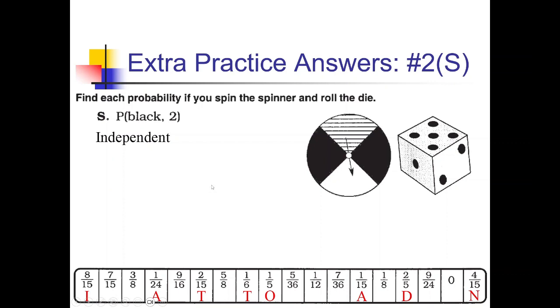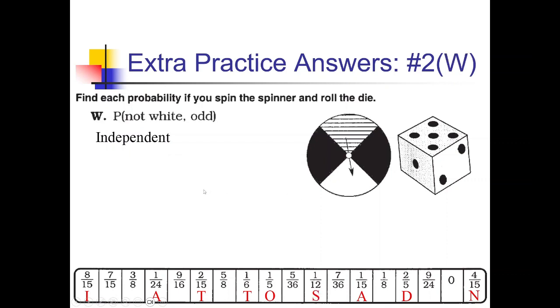For this next problem, we want black and 2. There's 2 black spaces, so that's a 2 out of 4 chance there. For a 2, I just have a 1 out of 6 chance, like any other number. This multiplies out to 2 over 24, which reduces to 1 over 12. So that's 1/12, getting an S.